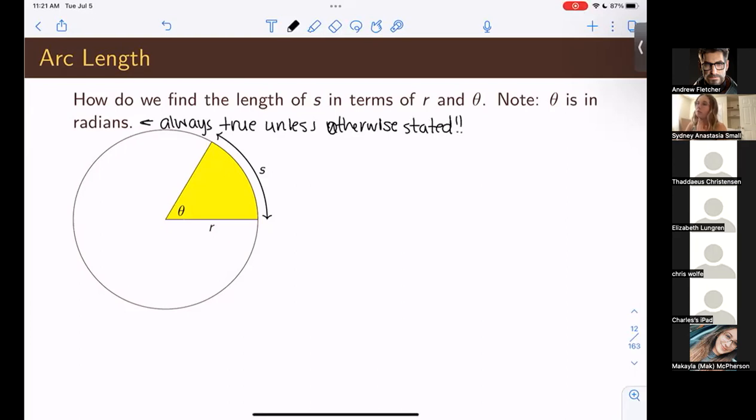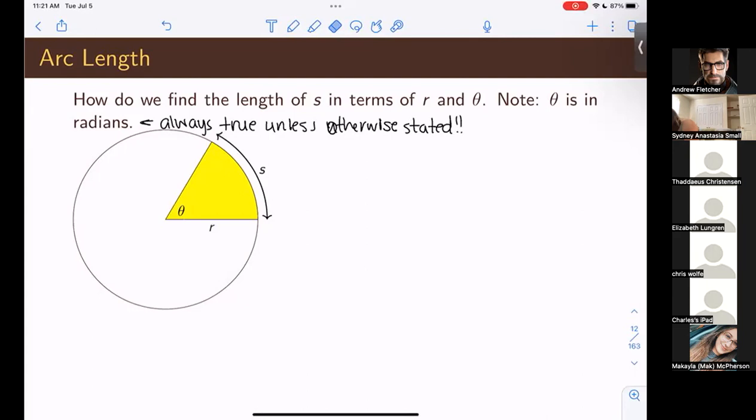Okay, so I want to find the length of S, which is this arc. It's just an arbitrary arc. It doesn't have a number. It's just whatever we want it to be. And we want to find the length of S in terms of the radius, which is R, and the angle in radians, which is theta. We don't want the angle in degrees. Our angle will always be in radians when we're trying to find this arc length.